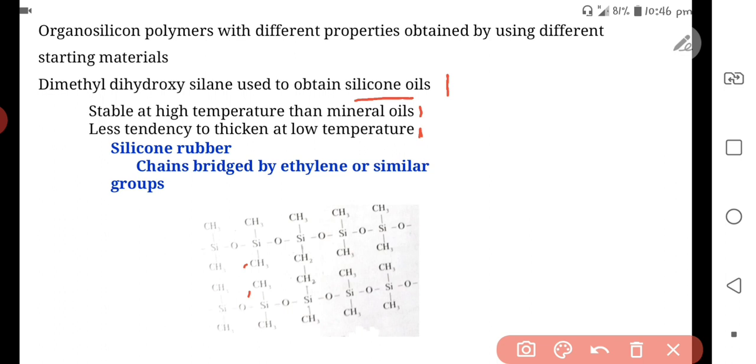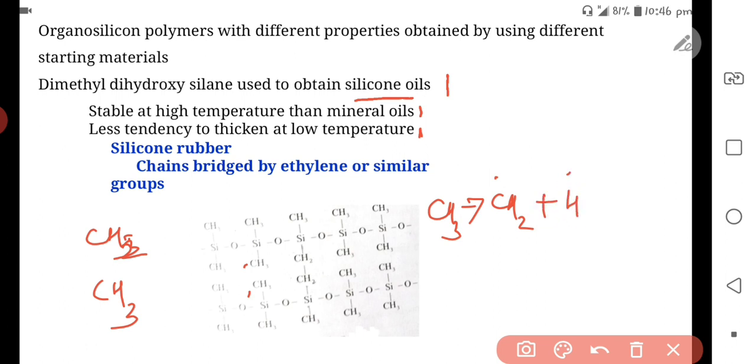If we use a radical initiator, maybe you have seen somewhere a mechanism for a chemical reaction called a free radical reaction. In a free radical reaction, if you have a CH3 group here and a CH3 group here, a free radical will come. A free radical initiator is like a catalyst. It will remove one hydrogen from here, so this CH3 becomes a CH2 radical plus a hydrogen radical. Similarly, another CH3 will also become a CH2 radical plus an H radical.